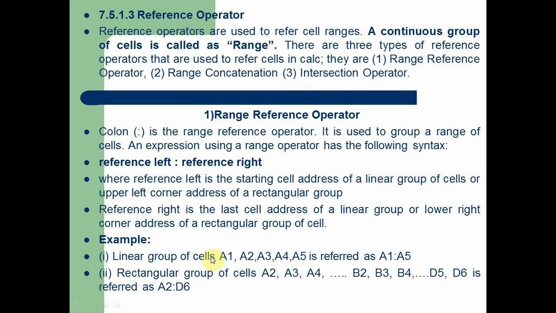For example, if any user want to refer a group of cell range from A1 to A5 without any break, for example A1, A2, A3, A4, A5, the continuous linear group, then user can write that group in the format A1 colon A5. So first cell name is referred as a beginning cell of the range, and last cell name refer as a end of the cell range. So this is the rule. Here you can see the reference left is the starting cell address of any linear group, and upper left corner address of a rectangular group, and reference right is the last cell address of any linear group. So this is the simple method for referencing any linear group.